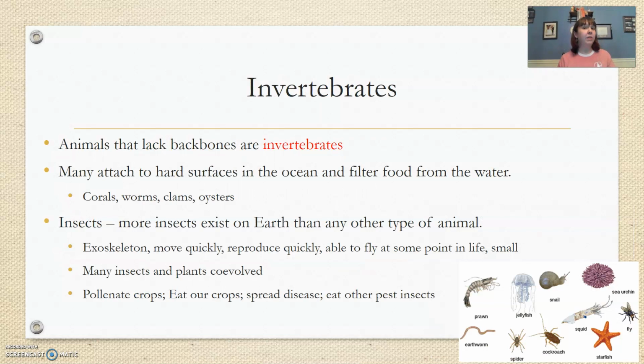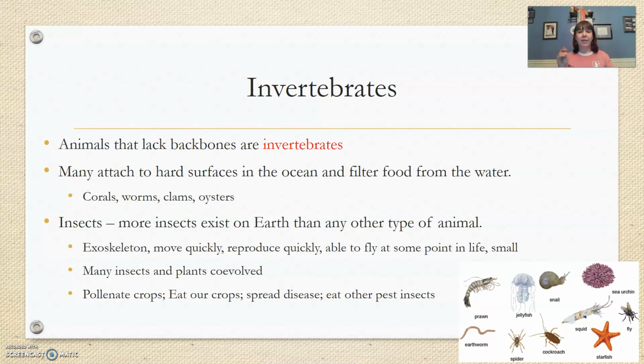Now, speaking of coral and clams, we have different types of animals, depending on whether or not they have a skeletal system. Animals that lack backbones or skeletal systems are called invertebrates. They have to possibly attach to a surface and filter feed, or like insects, they stay mobile. They have some kind of an exoskeleton. That exoskeleton allows them to move very quickly. They also reproduce very quickly. They're able to fly usually at some point in their life, and they're very, very small.